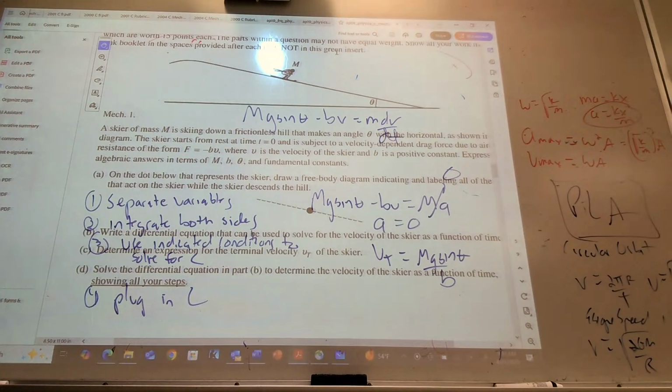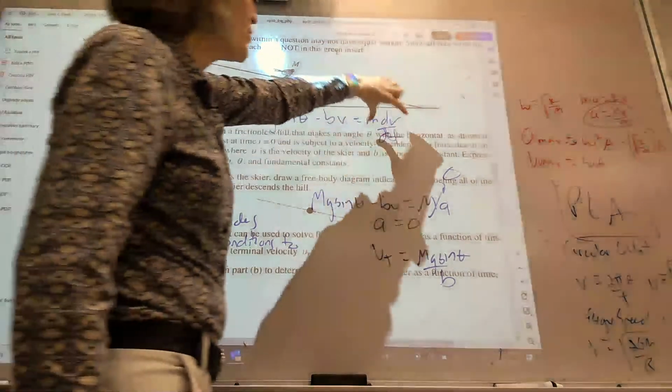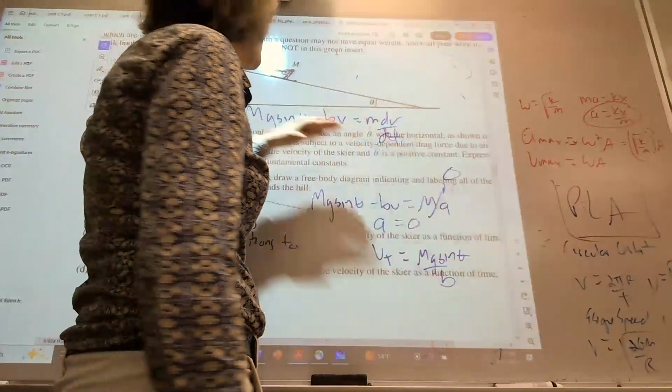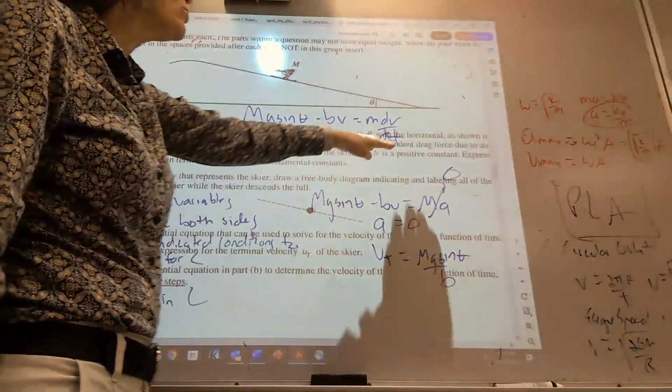So let's go through separating our variables. You have to cross multiply. To get the bv with the dv, you don't add it to the other side. It has to be in the same term as the dv. So how do we get this in the same term? We cross multiply this entire thing. Okay, so then I have to move up the dt.